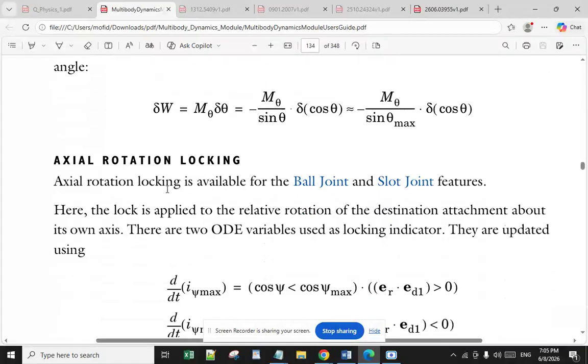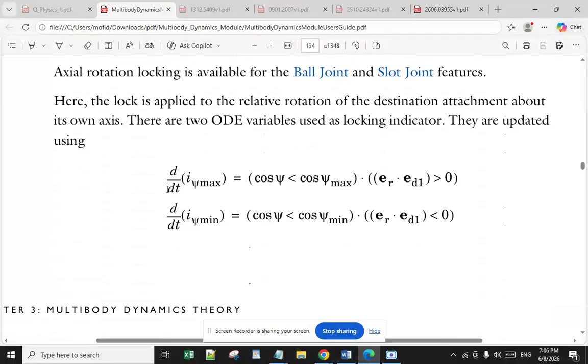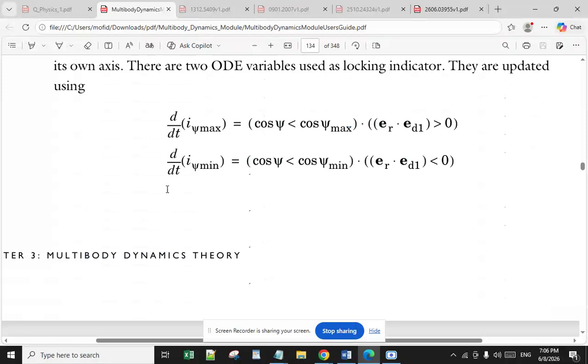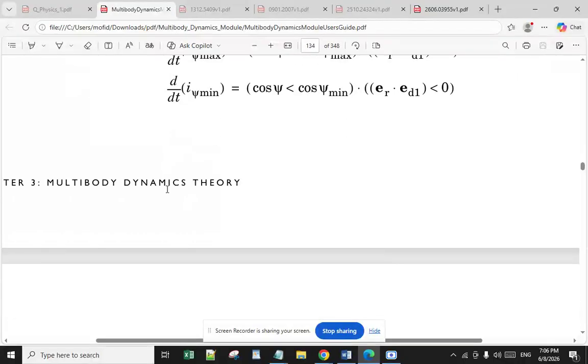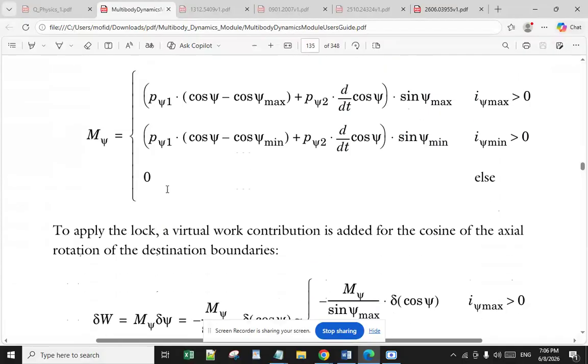Axial rotation locking. Axial rotation locking is available for the ball joint and slide joint features. Here the lock is applied to the relative rotation of the destination attachment about its own axis. There are two ODE variables used as locking indicators. They are updated using the derivative of I max with respect to time, which is equal to cosine zeta less than the cosine maximum multiplied by (e_R minus e_D1) greater than 0. The moment required to enforce the lock of the axial rotation is given by this formula.